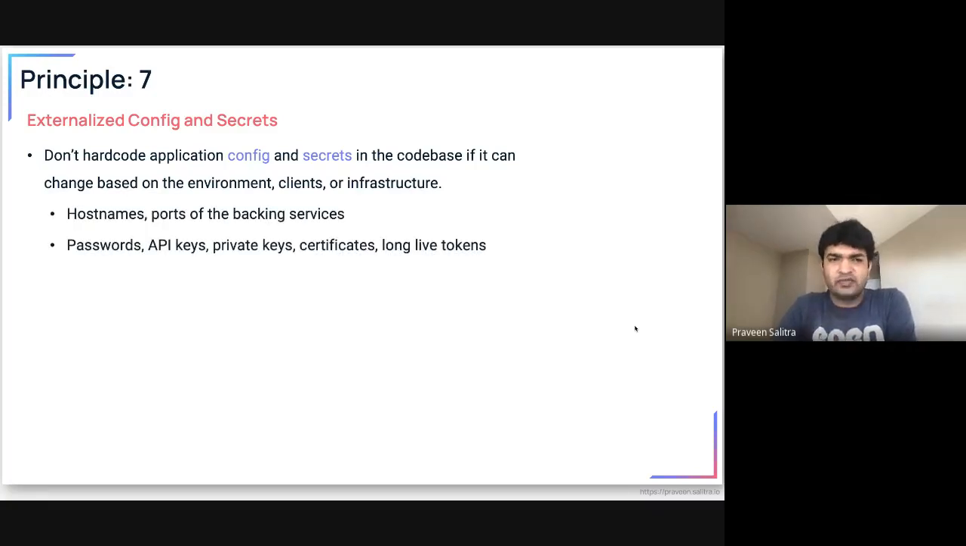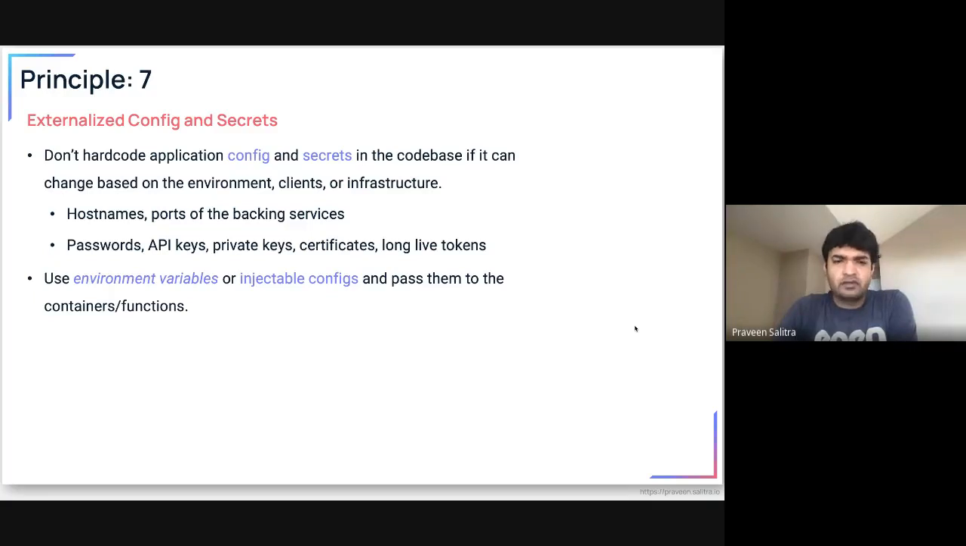So some examples: host names of third-party services in your code base, passwords, API keys, private keys, certificates, long-lived tokens, and things like that. Do not hard code those things into your code base. Use environment variables or some injectable configs. Pass them to your containers, pass them to your functions. Allow applications to run in multiple environments, because that's what this approach provides.